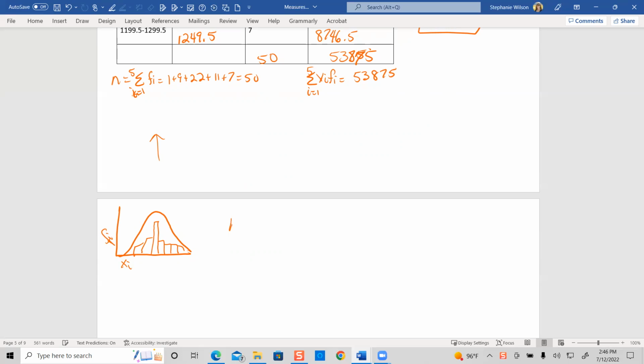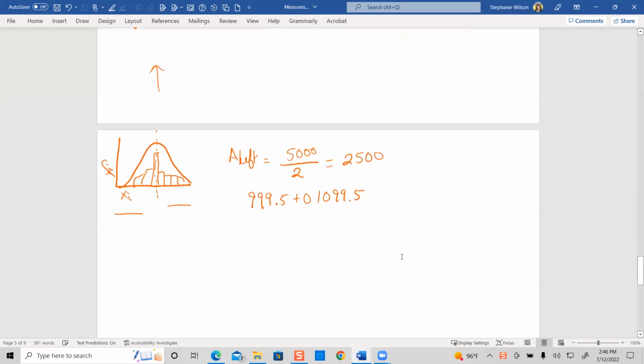I noticed that on the left of this histogram, we got half of it. So basically we're going to look at left and right, and split it in half. We have a total of 5,000, and we're going to divide that by 2, which gives me 2,500. So half of this should be 2,500. And when I look at the left side of it, we got 999.5 to 1,099.5. So now that we know that, we can solve for our median.